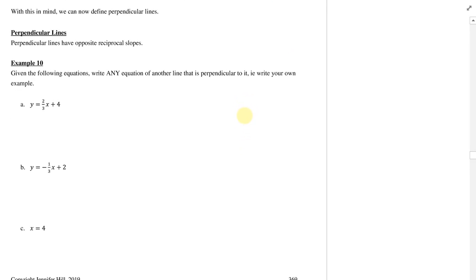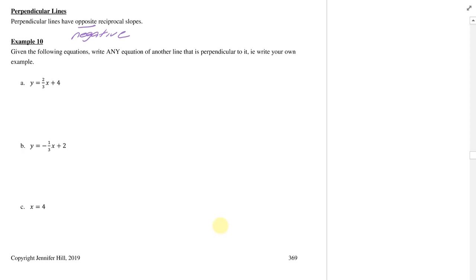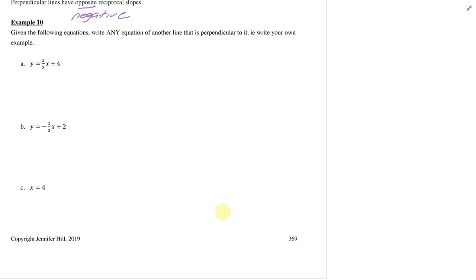So what we say with perpendicular lines is that they have opposite reciprocal slopes. So opposite can also mean, so maybe I'll just say negative. So however you want to think of that. I think of opposite, some people think of negative, it's up to you. So once again, I want to do this same kind of goofy exercise where we just write any equation of another line that is perpendicular.